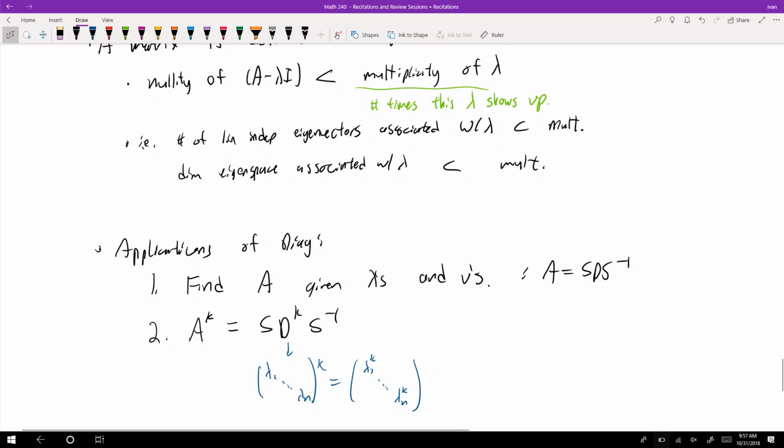Is that right? D equals S A S inverse? I think so. You can just work it out this way. A equals S D S inverse. Multiply both sides by S: A S is equal to S D. And then multiply both sides by S inverse, and then you get S inverse A S. So this is wrong. It's flipped. It's S inverse A S.